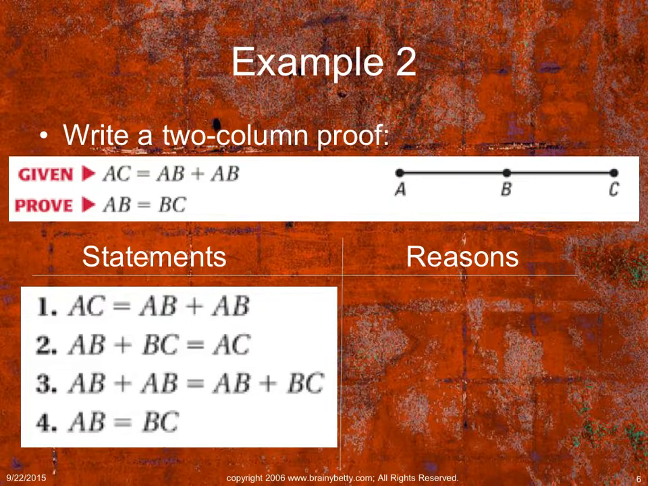All right, example 2. Now it says write a 2-column proof, and now I'm looking at a segment. So it says given AC equals AB plus AB, prove that AB equals BC. First one says AC equals AB plus AB. Given. Do the easy ones, right? 1 is given. 2 says AB plus BC equals AC. Where did that come from? That's from my diagram, right? The two parts equal the whole. That is your segment addition postulate.